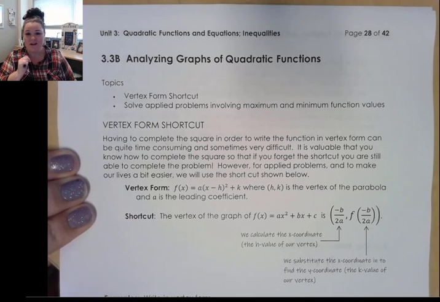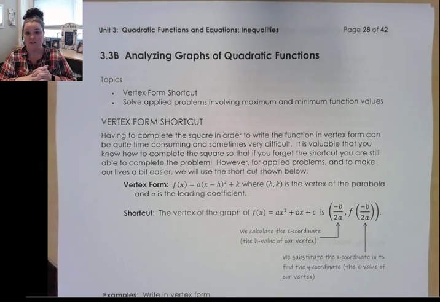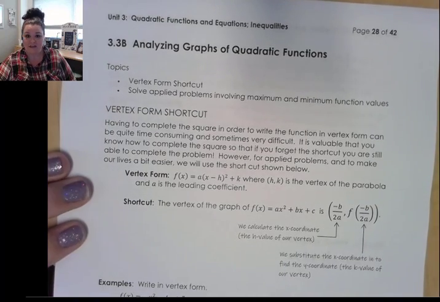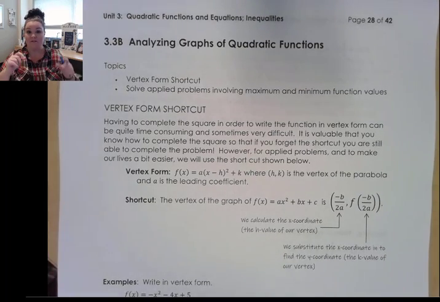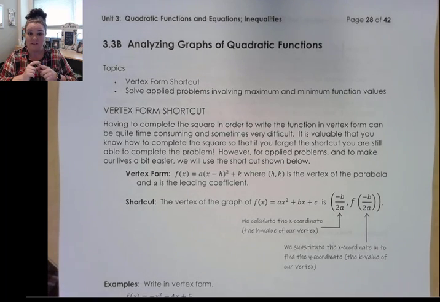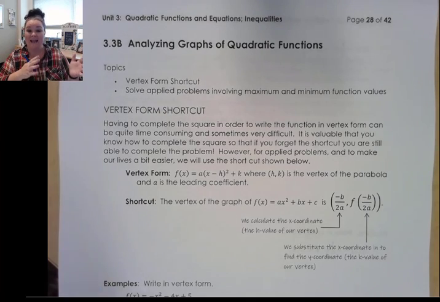Hey everyone, we are going to go over 3.3b in this video, which is all about analyzing the graphs of quadratic functions. So in the last section, 3.3a, we talked about how to get the equation written in vertex form, right? Because when it's written in vertex form, it's very easy to identify the vertex, to know if you have a maximum, a minimum, if it opens up, if it opens down, all that good stuff, right? So today we're going to be applying that to some word problems, okay?